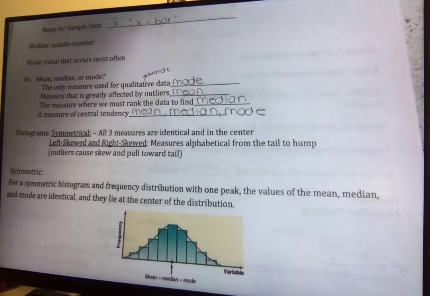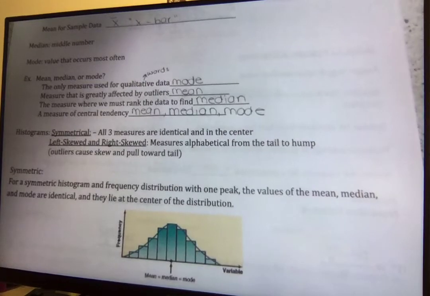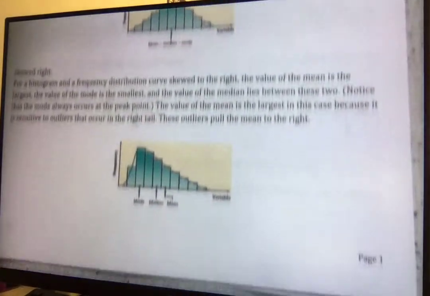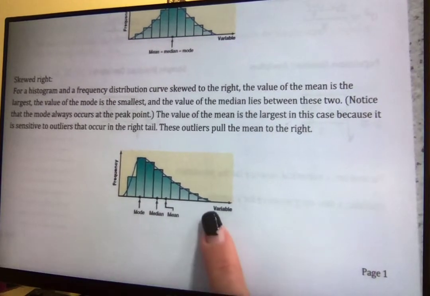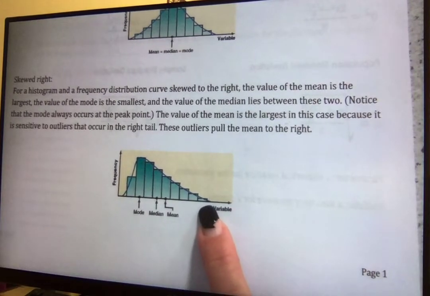So to see this better, for symmetric, notice in the middle is our mean, median, and mode. For symmetric histograms and frequency distributions with one peak in the middle, the values of the mean, median, and mode are exactly the same, and they lie in the center. So everything is nice and symmetric. We have a nice bell-shaped curve. Everything's good. If it's skewed to the right, meaning our tail is to the right.